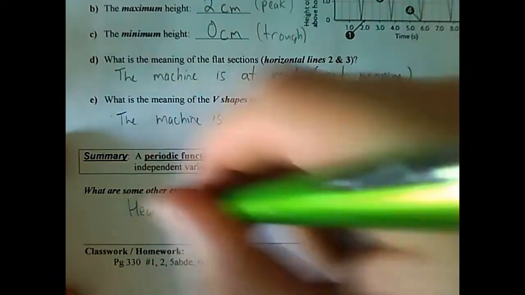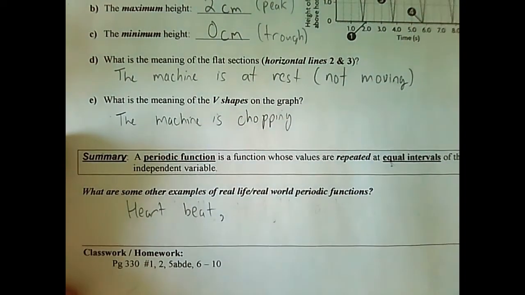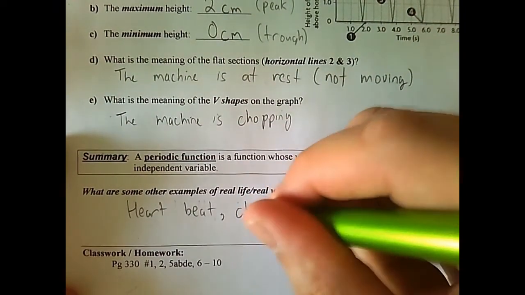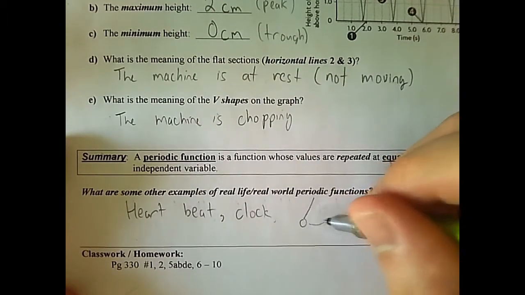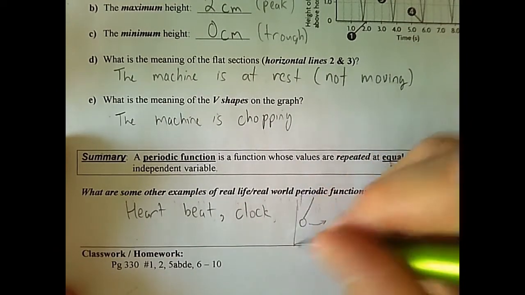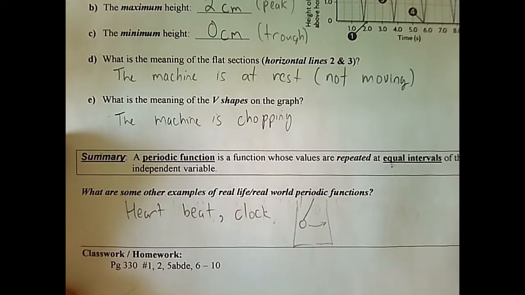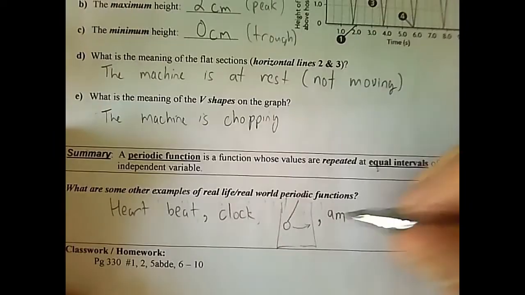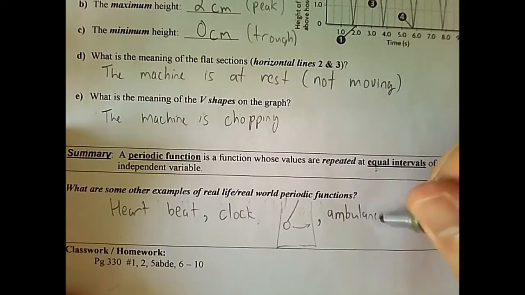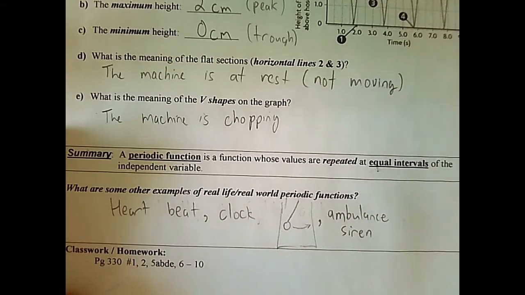There's heartbeat. It's periodic. Inner workings of a clock. You might see on grandfather clocks they have a pendulum that goes back and forth. Things like metronomes as well. Certain sound waves, like an ambulance siren, is periodic, kind of repeating back and forth.